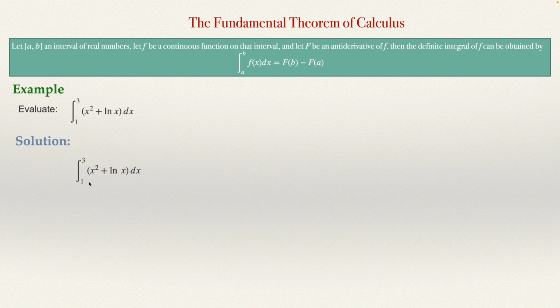So the integral from 1 to 3 of x squared plus the natural logarithm of x dx will be equal, remember this is a sum, to get the antiderivative, the integral of x squared is x to the power 3 over 3, or 1/3 of x to the power 3. We add 1 to the exponent, and the same exponent is written as the denominator. Plus the integral of the natural logarithm of x.